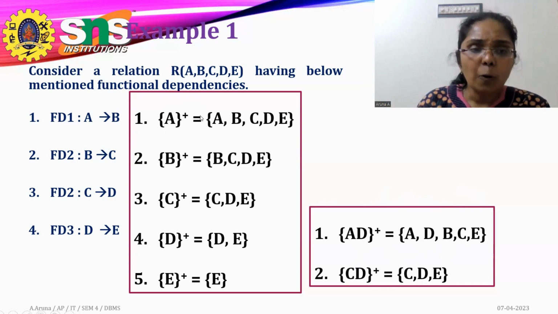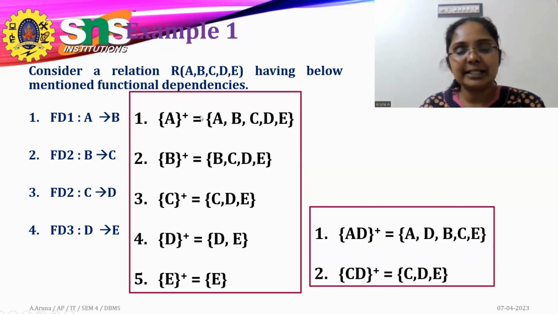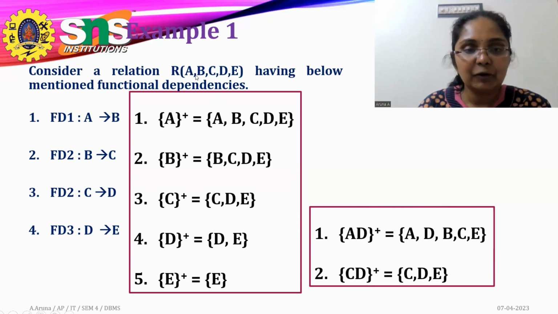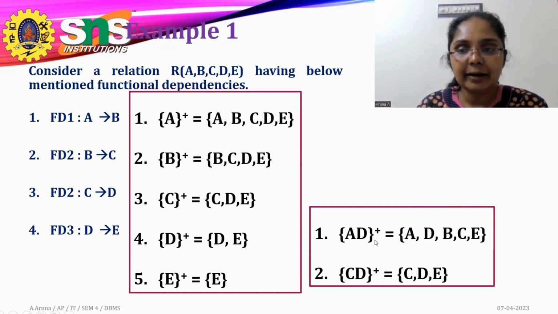And also, how many super keys are present in this particular relation? How can we calculate this? We have to omit the first one, A, because we have already calculated A plus. So through A, all the attributes are present. So how many attributes remain? 4 attributes. So 2 to the power of 4, which is nothing but 16.